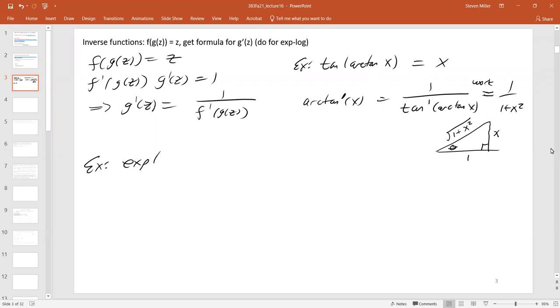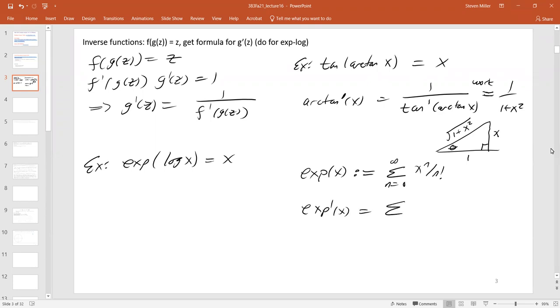Another good example is the exponential of the log of x equals x. And so if we know the derivative of the exponential function, we can use this to get the derivative of the log of it. So do we know the derivative of the exponential function? Well, we've defined exponential of x to be the sum n goes from zero to infinity, x to the n over n factorial. And then with a little bit of work, we see that its derivative is also the sum n goes from zero to infinity of x to the n over n factorial. So it equals its own derivative. So you can just justify the term by term differentiation. The n factorial is growing so rapidly that everything converges beautifully.